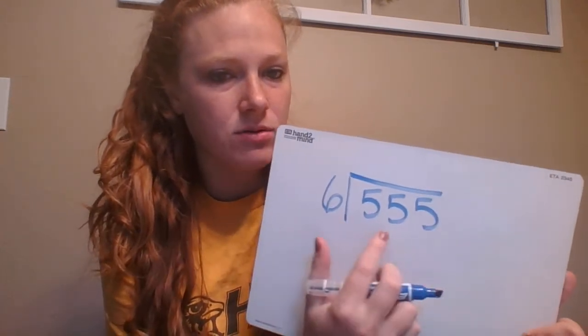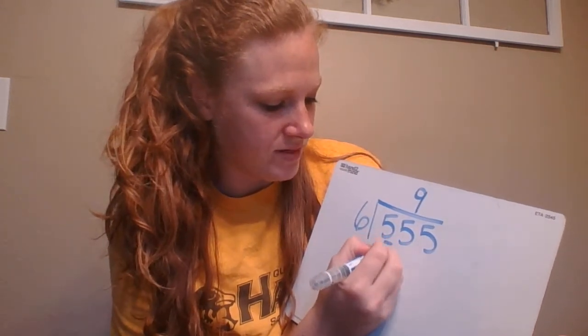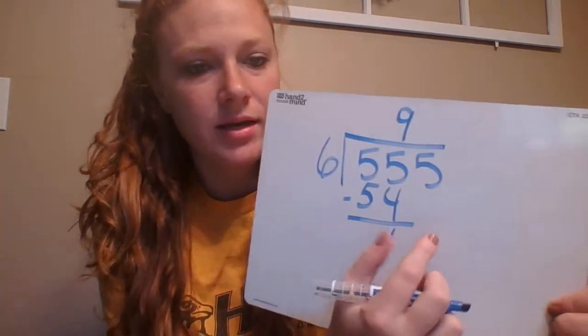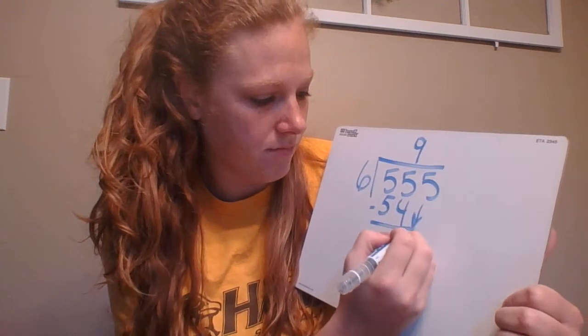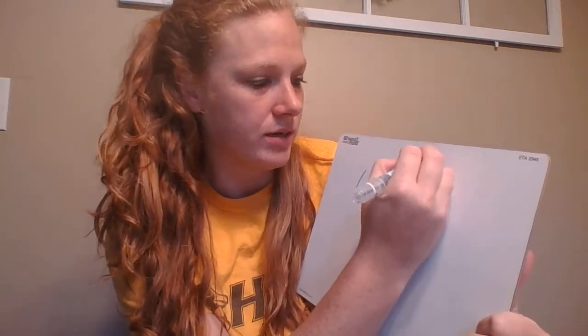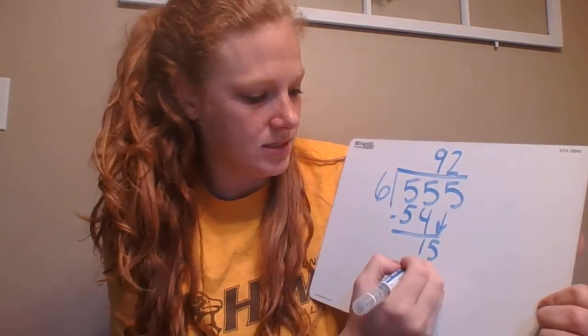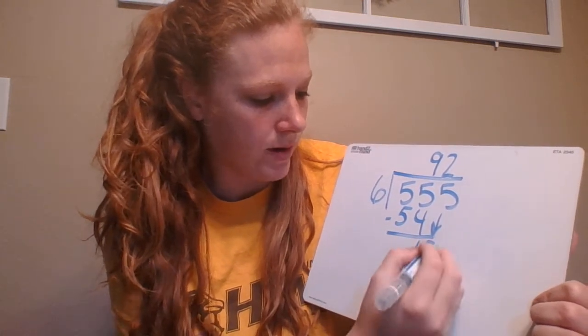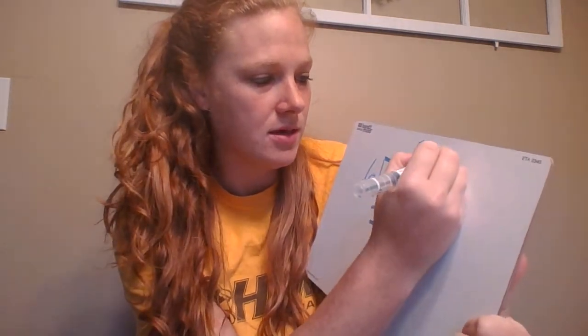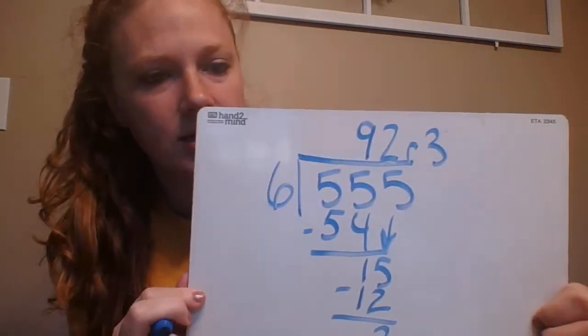So how many times can 6 go into 55? That would be 9 times. 9 times 6 is 54. I subtract, I get 1. Next, I have to bring down my 5. How many times can 6 go into 5? 6 can go into 5 2 times. 2 times 6 is 12. I subtract, I get 3. I have nothing else to bring down, so that means that I have a remainder of 3. So 92, remainder 3. So those were the final problems that we were going to do together.